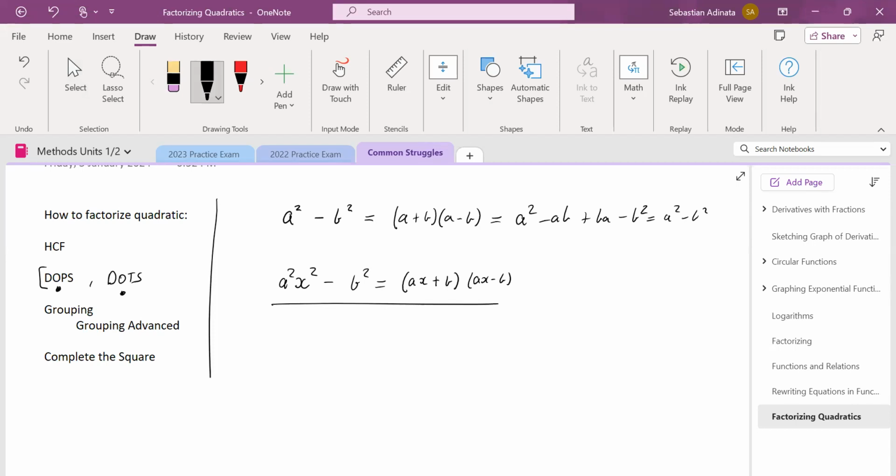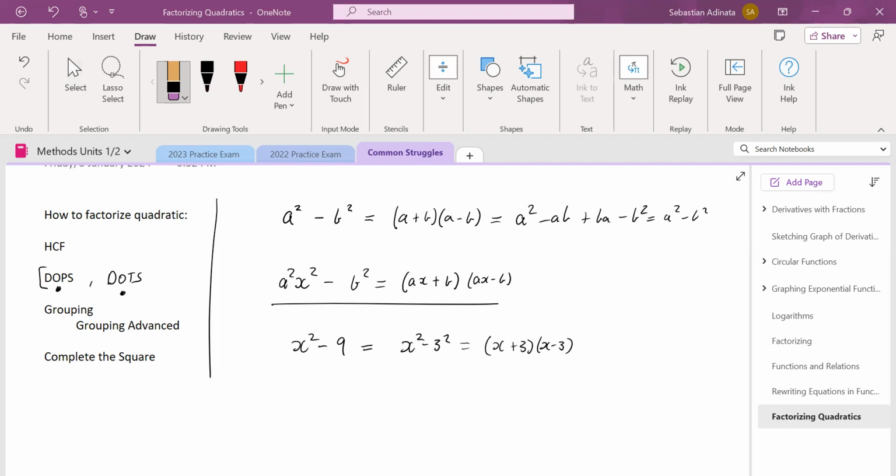I'll provide an example. We had x squared minus 9. This is equal to x squared minus 3 squared. So our a is x, our b is 3, meaning this ends up as (x plus 3)(x minus 3).